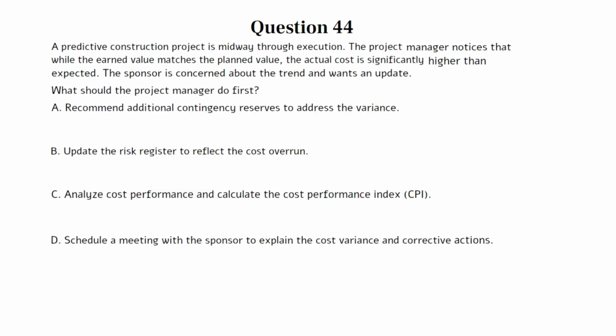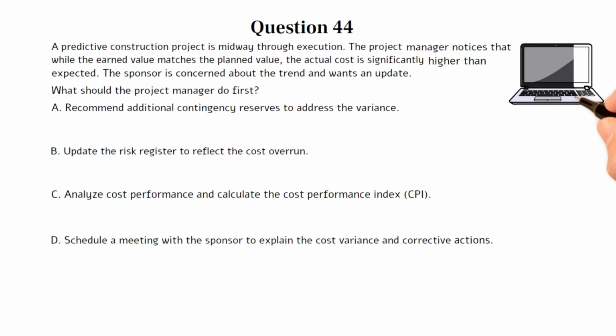Question 44. A predictive construction project is midway through execution. The project manager notices that while the earned value matches the planned value, the actual cost is significantly higher than expected. The sponsor is concerned about the trend and wants an update. What should the project manager do first? A. Recommend additional contingency reserves to address the variance. B. Update the risk register to reflect the cost overrun. C. Analyze cost performance and calculate the cost performance index. D. Schedule a meeting with the sponsor to explain the cost variance and corrective actions.